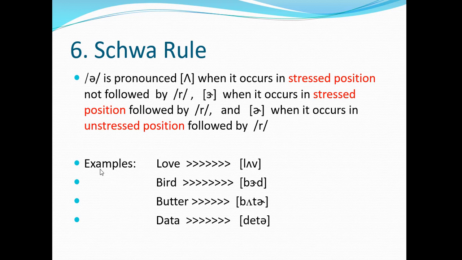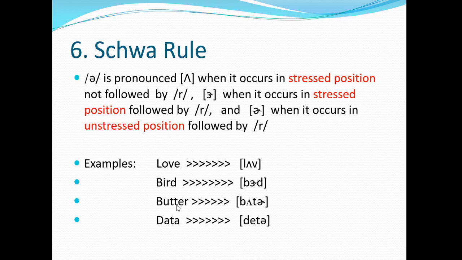Okay, here we have some examples. In this case, the word love, love, okay? We need to transcribe it this way because it is occurring in stressed position, but it is not followed by R, okay? So this is the symbol. What about the word bird? Bird. Remember the schwa is here, in stressed position, and it is followed by the sound or the phoneme R, so it becomes bird, okay? And the symbol is this one.